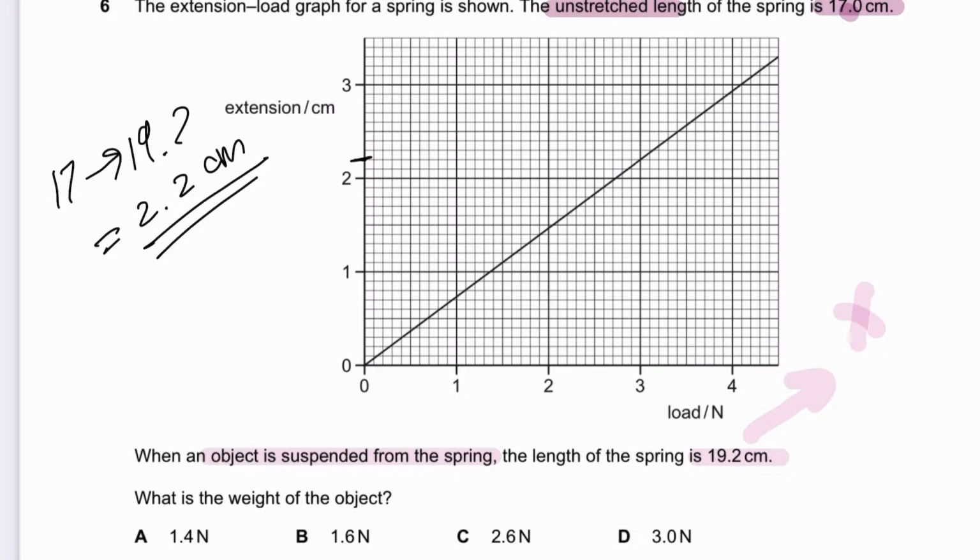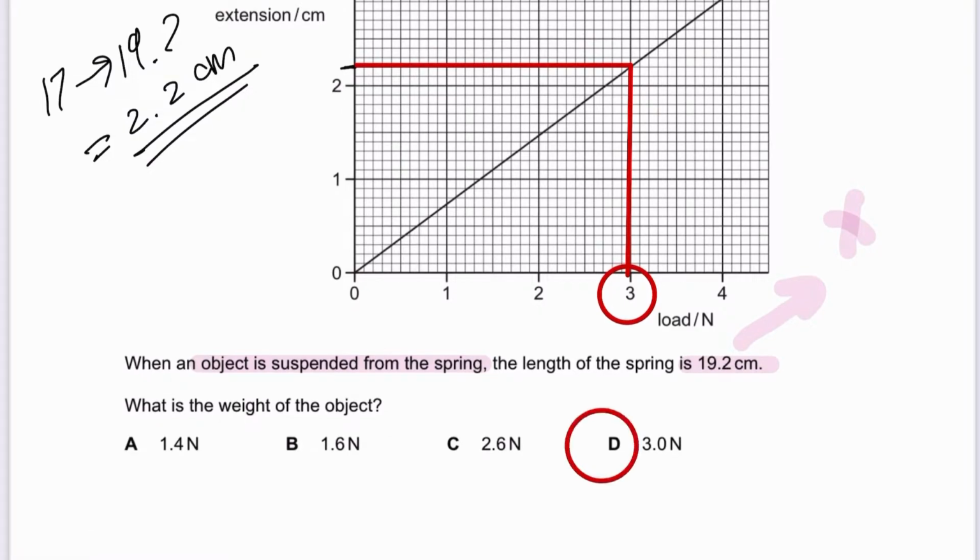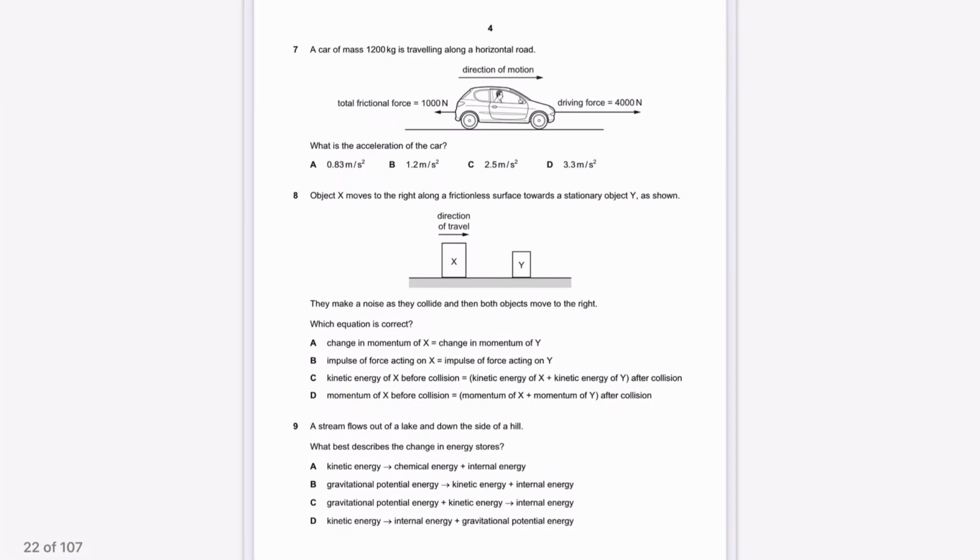What is the weight of that object? So we have load, and then we have extension. You can see load and extension. So what we're going to do is draw a line at 2.2, and it lands at 3 newtons. So the answer for number 6 is D, which is 3 newtons.